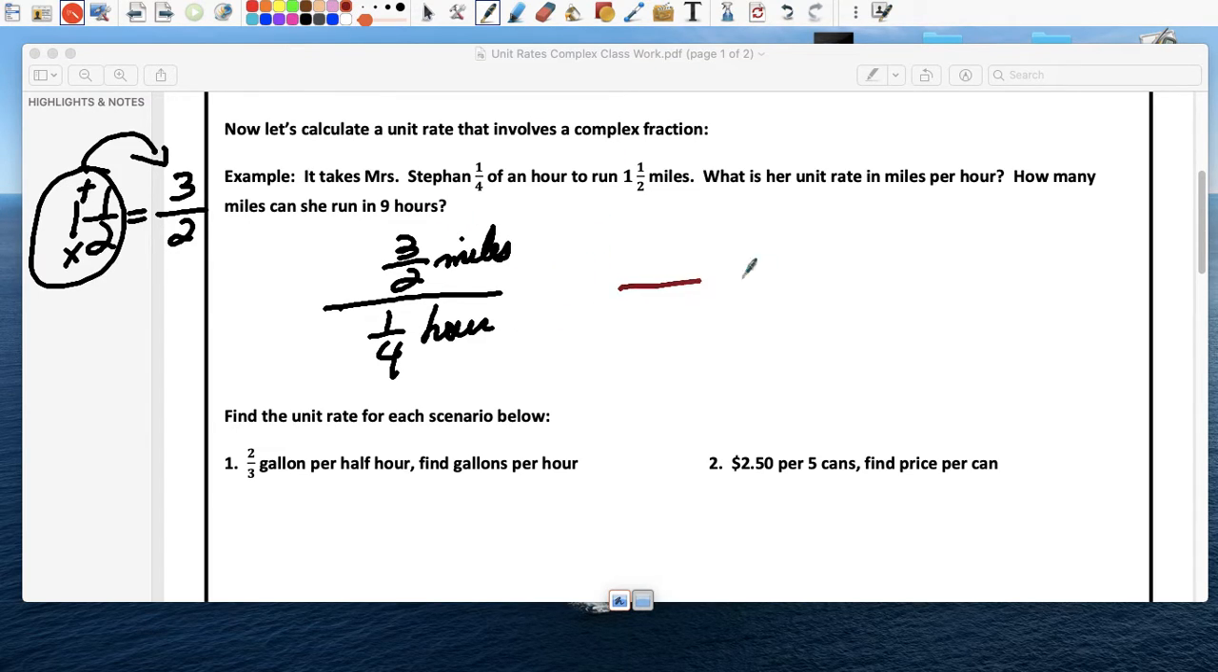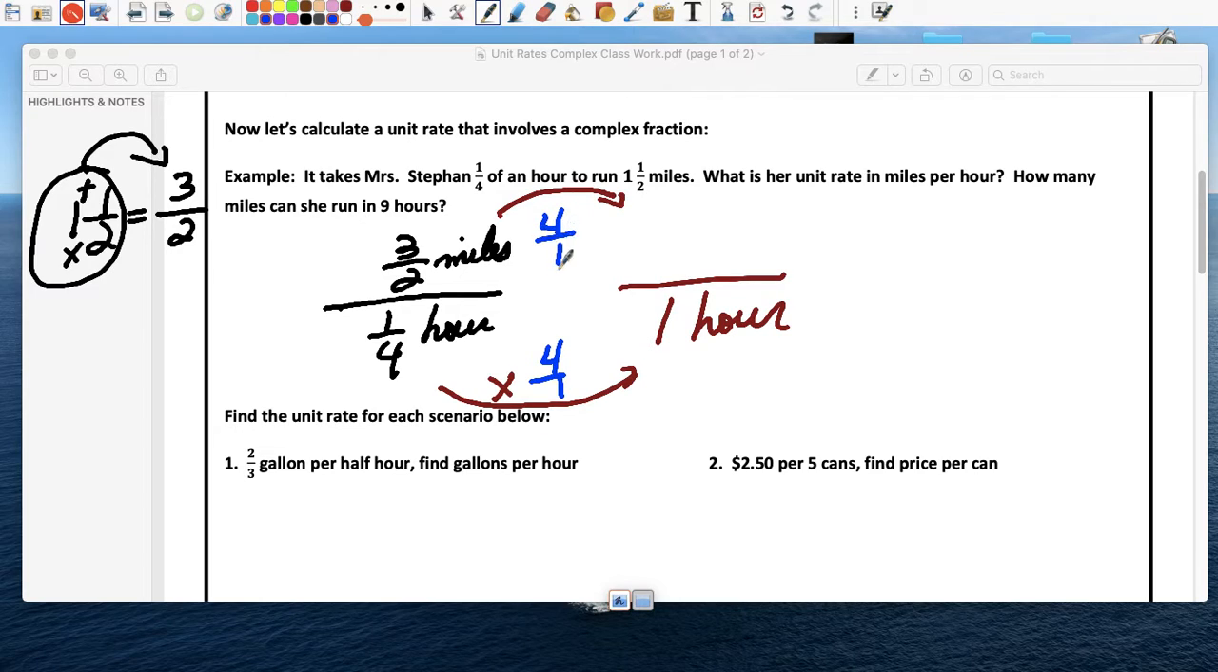Voy a cambiarlo eso por unit rate. En unit rate transformamos esto en 1, right? 1 hour. How does that transformation happen? ¿Cómo sucede esto? Multiplicamos por cuánto? What do we multiply by? 4 over 1, right? And reciprocal de 1 sobre 4 es 4 sobre 1. And I multiply this times 4 over 1.